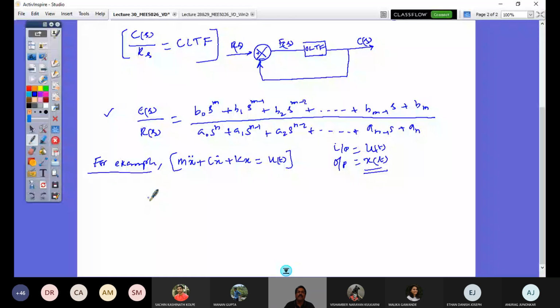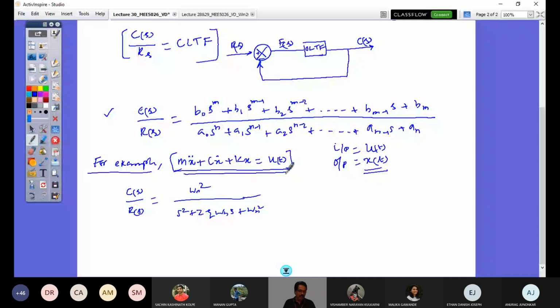C of S by R of S for this system would be omega n squared by S squared plus 2 zeta omega n S plus omega n squared. This is the transfer function you would get for this second order system. How can you get that? You can see the order here is S squared, and in the numerator there is no S. That means you can have m less than n. So m less than n means the transfer function is a strictly proper transfer function.